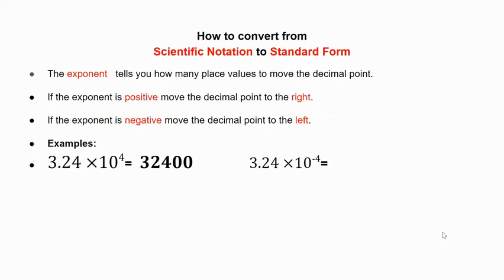Our next example is 3.24 times 10 to the minus 4. Now, minus is going to be small numbers less than 1, so we're going to move it over to the left. And my answer is 0.000324. And again, note that the zeros that are leading before the 324 are placeholder zeros and they're not significant. Leading zeros are never significant.